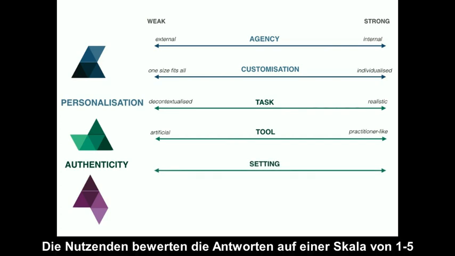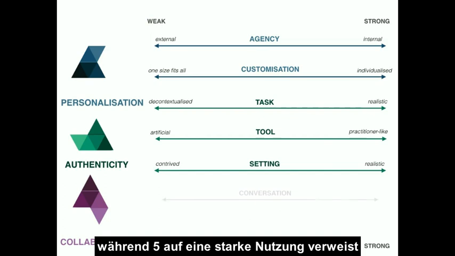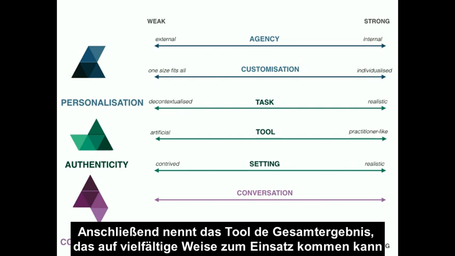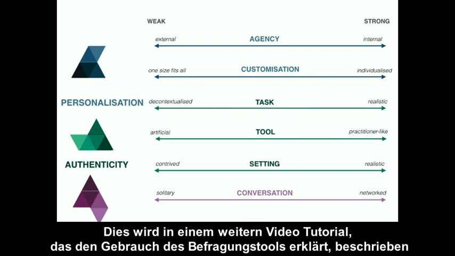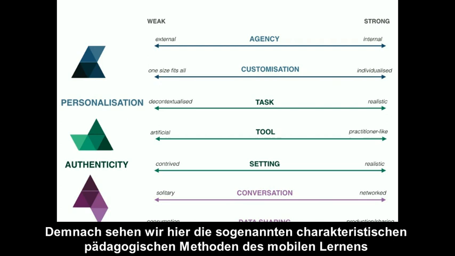The user scores the survey from 1 to 5, 1 indicating a weak use of this particular subconstruct and 5 a strong use of this particular subconstruct. The survey then produces an overall score and result, which can be used in a number of different ways, and that's described in a future video tutorial explaining how to use the survey tool. Hence we have here what we call the signature pedagogies of mobile learning.